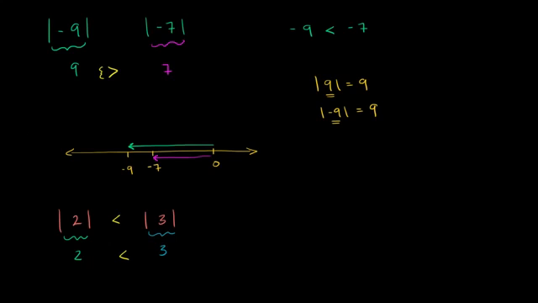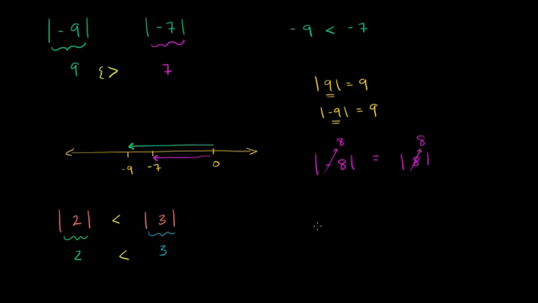Let's say you wanted to compare the absolute value of negative 8 to the absolute value of 8. Well, one way to think about it is that they are both 8 away from 0. This is 8 to the left of 0. This is 8 to the right of 0. So both of these things evaluate to 8. Absolute value of negative 8 is 8. Absolute value of 8 is 8. And so clearly 8 is equal to 8. Let me do a couple more examples.